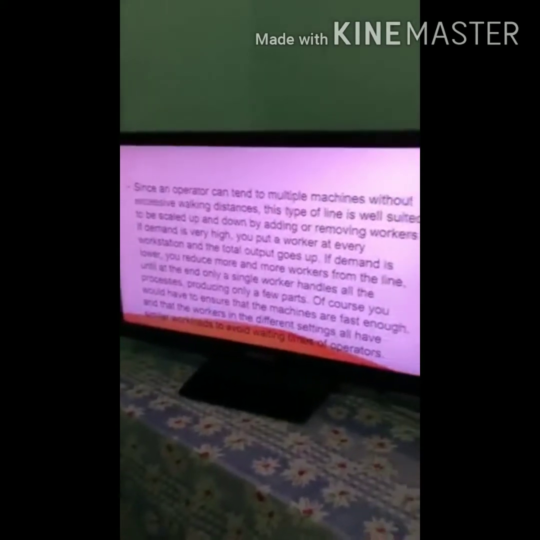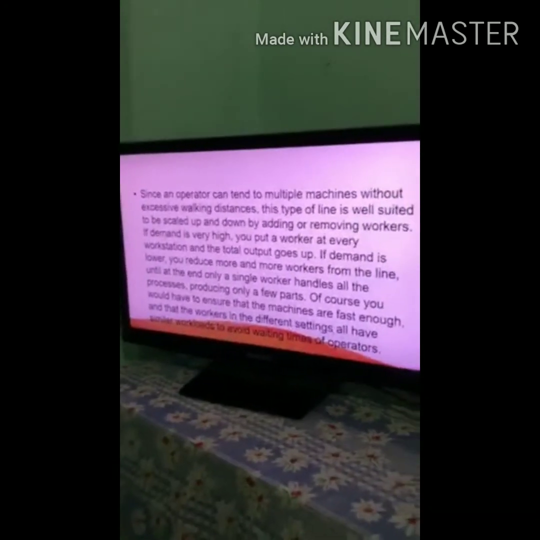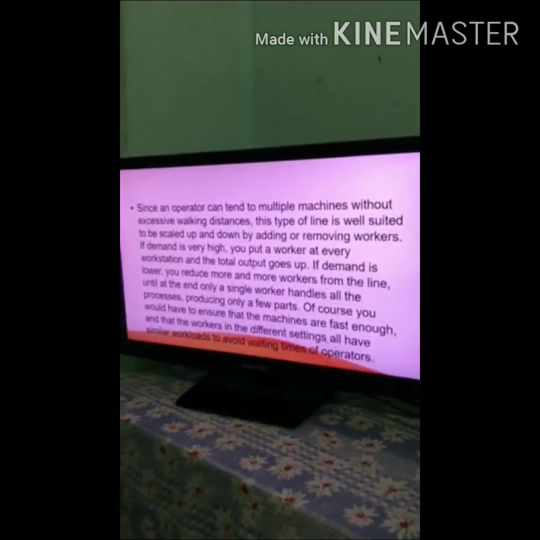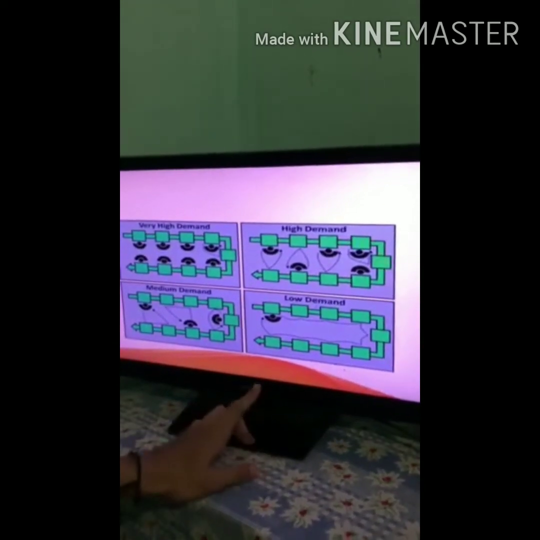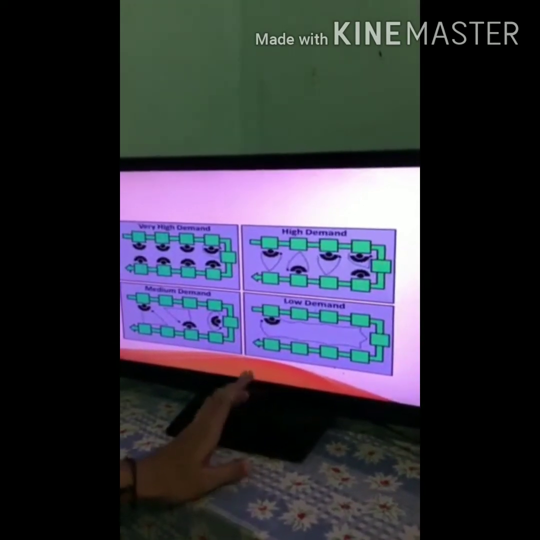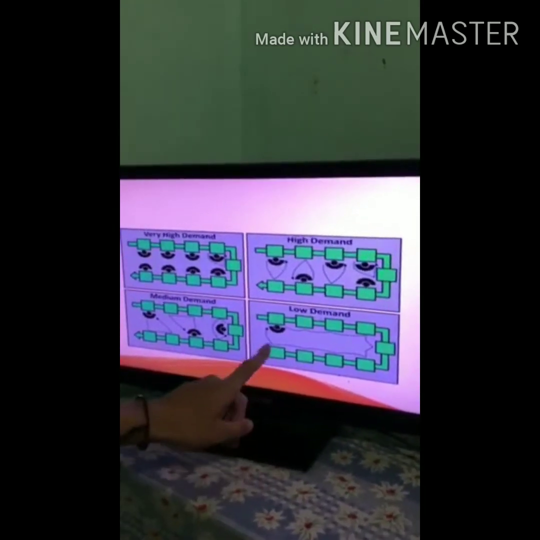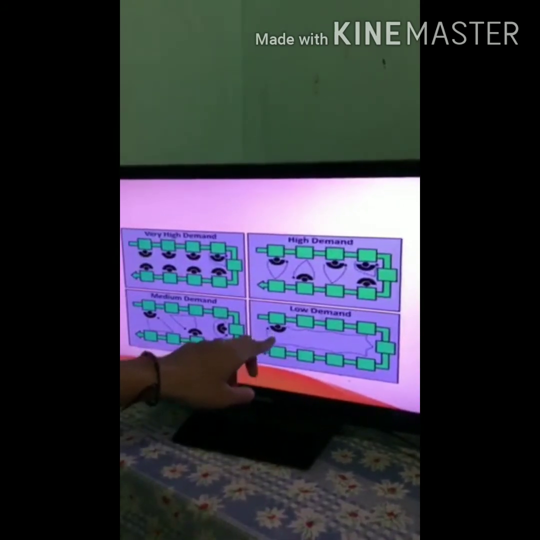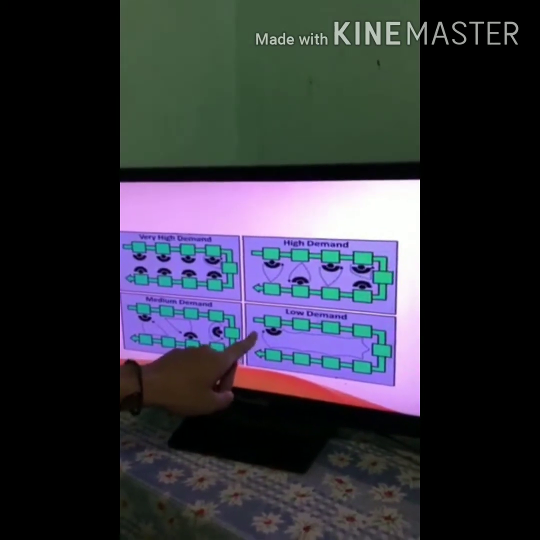So since an operator can tend to multiple machines without excessive walking distance, this type of line is suited to be scaled up and down, adding or removing workers. If the company is facing a lower demand, you will reduce more and more workers from the line until, at the end, only single workers, just like this one. So only single workers handle all the processes, producing only a few parts.